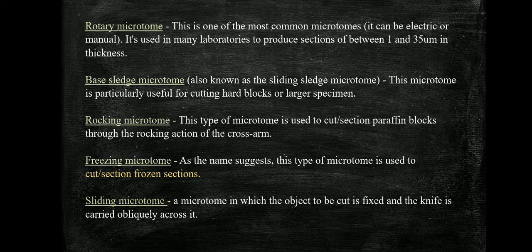Then a rocking microtome. This type of microtome is used to cut paraffin blocks through the rocking action of the cross arm. Then freezing microtome. As the name suggests, this type of microtome is used to cut or section frozen sections. Then sliding microtome. A microtome in which the subject to be cut is fixed and the knife is carried obliquely across it.